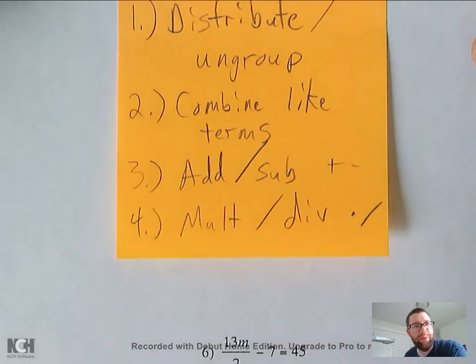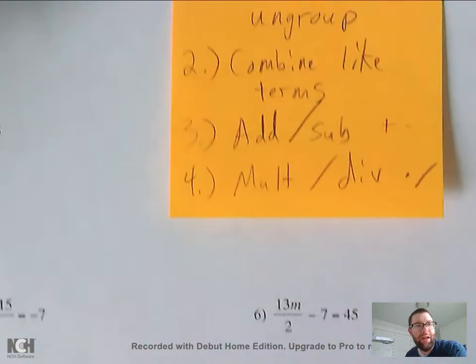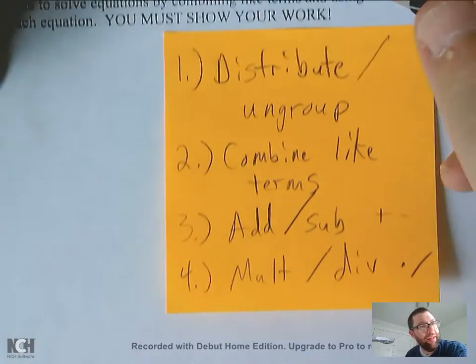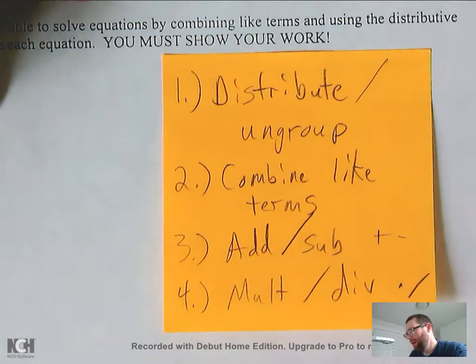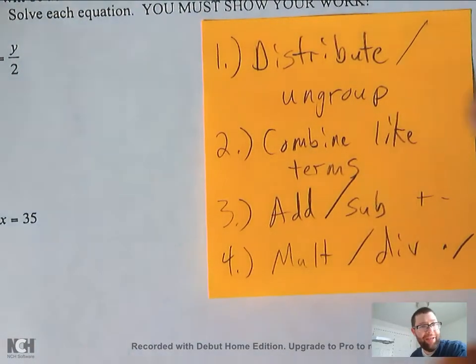Then after that you would combine like terms. And then you would get rid of whatever's adding or subtracting, and then you would get rid of anything multiplying or dividing last, unless it's being grouped, then you get rid of it first. If that's confusing, just pay attention. I'm going to talk about it when I get to those problems.